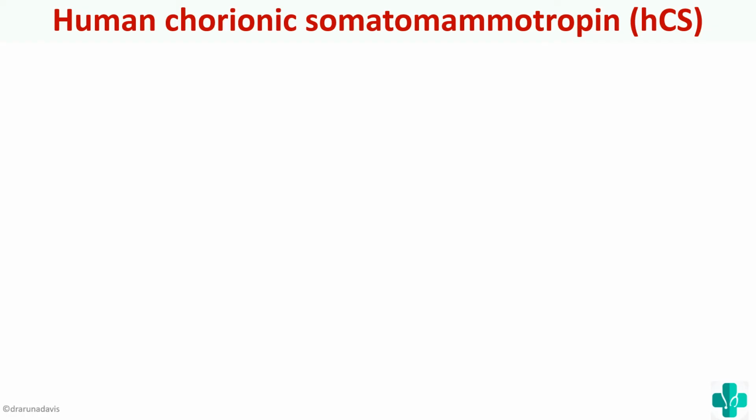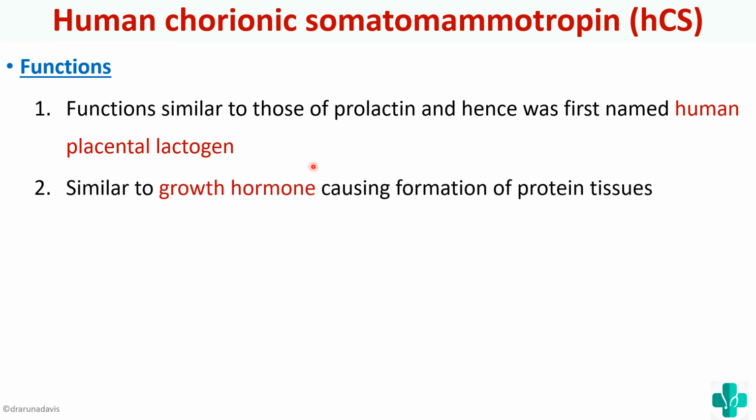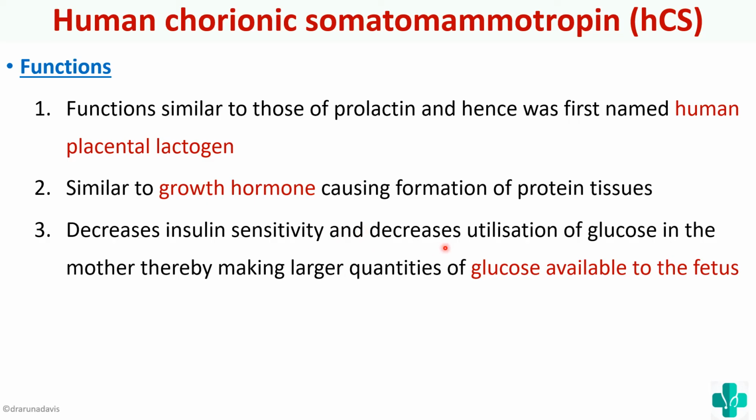Now we'll move on to the functions of HCS. The functions are similar to those of prolactin, and hence it was first named human placental lactogen, because it was similar to prolactin, which helps in lactation. It is also similar to growth hormone because it causes formation of protein in the tissues. It decreases insulin sensitivity and decreases glucose utilization in the mother, thereby making larger quantities of glucose available to the fetus. Remember, HCS is a hormone that helps the fetus to grow. For the fetus to grow, we need more glucose available.